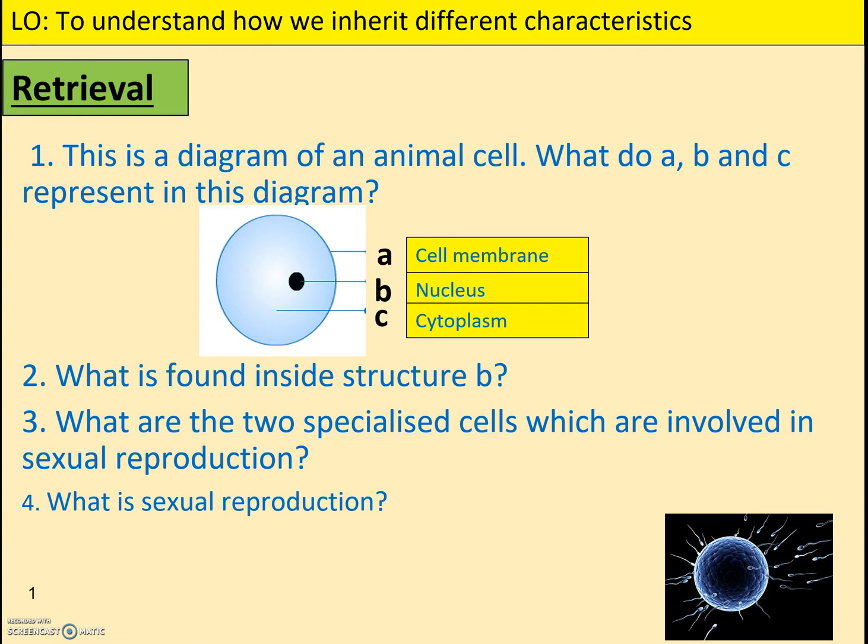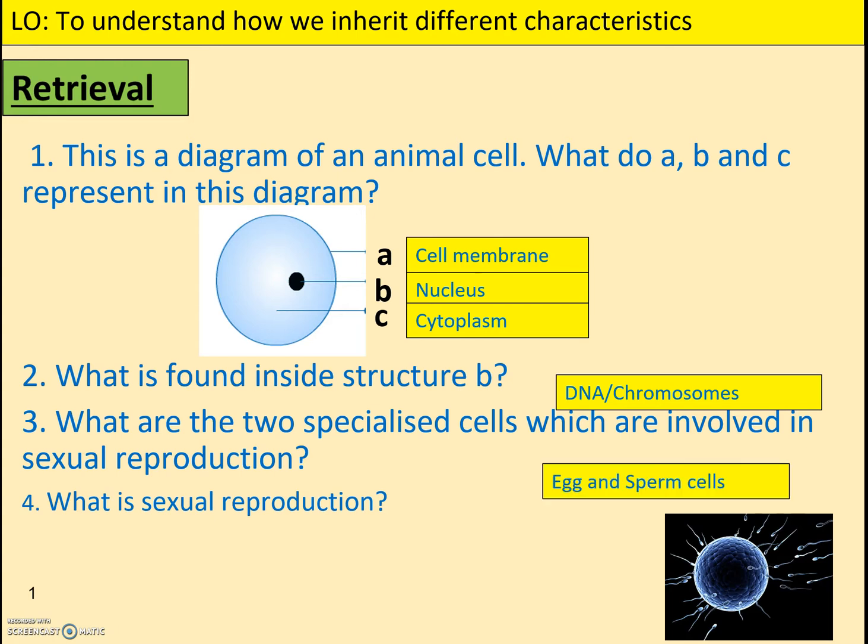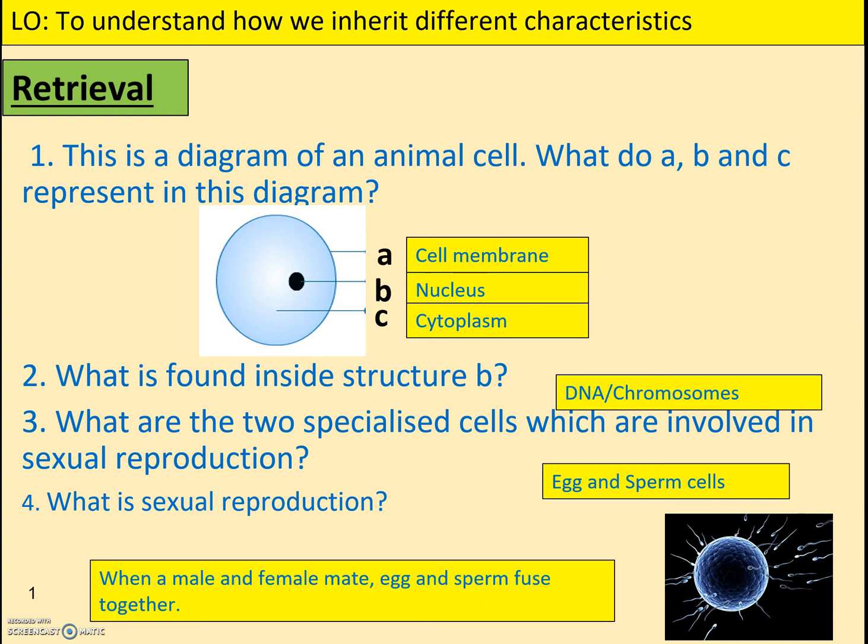Number 2 says, what is found inside structure B? That would be the DNA or chromosomes, where we get genetic information. Number 3 states, what are the two specialized cells which are involved in sexual reproduction? That would be the egg and sperm cells. And finally, number 4, what is sexual reproduction? When a male and female mate, egg and sperm fuse together.